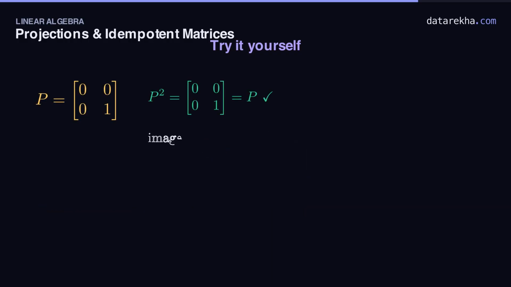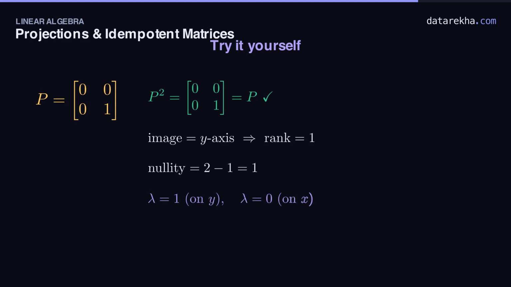Square P, a diagonal with 0 and 1 squares to itself. So P squared equals P. Yes, it is a projection. This one keeps the y-axis and drops the x-axis. So its image is the y-axis, and its rank is 1. Nullity is 2 minus 1, which is 1. And the eigenvalues, as always for a projection, are 1 along the kept y direction and 0 along the discarded x direction. If you got all three, you have truly got this.